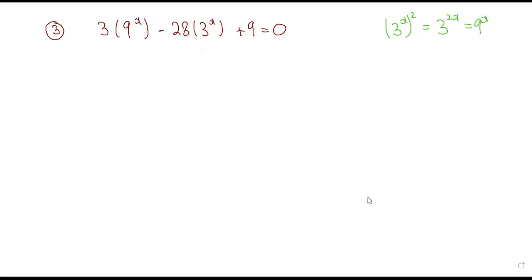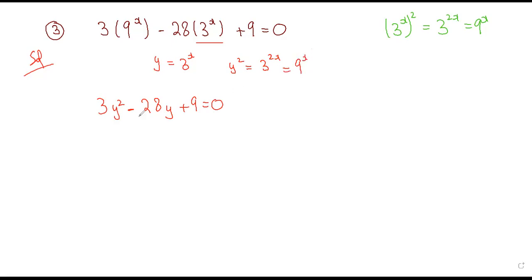And let's talk about the solution now. So I can use a substitution, and that substitution would be y is equal to 3 power x. So this would mean that 3 into y squared minus 28 into y plus 9 equals 0. So this is a quadratic equation which you need to solve. I know that y squared is going to be 3 power 2x, that is 9 power x, right? So I've written y squared here.